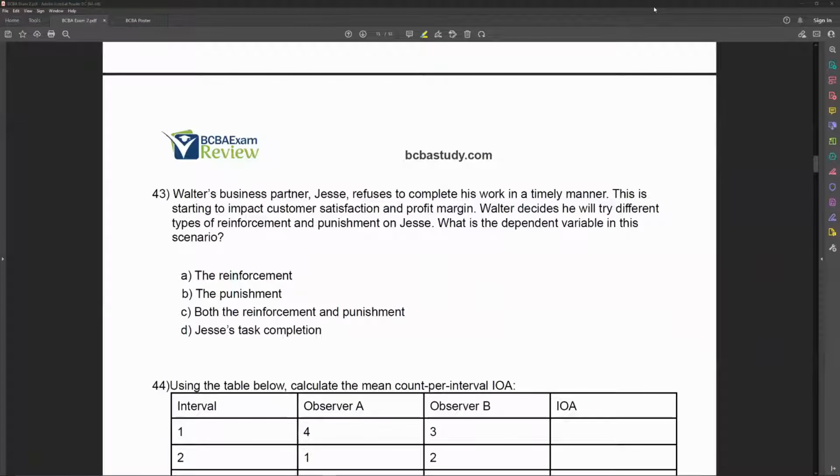43. Walter's business partner, Jesse, refuses to complete his work in a timely manner. This is starting to impact customer satisfaction and profit margin. Walter decides he will try different types of reinforcement and punishment on Jesse. What is the dependent variable in this scenario? All right, so we have an IV, DV question, independent variable, dependent variable question.